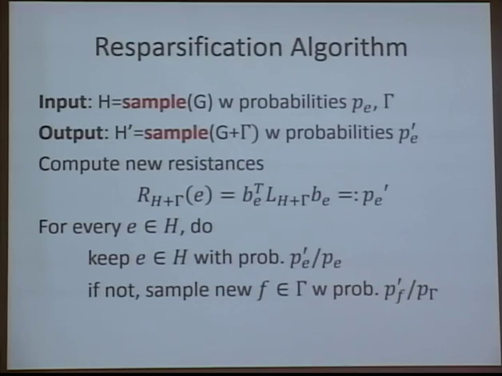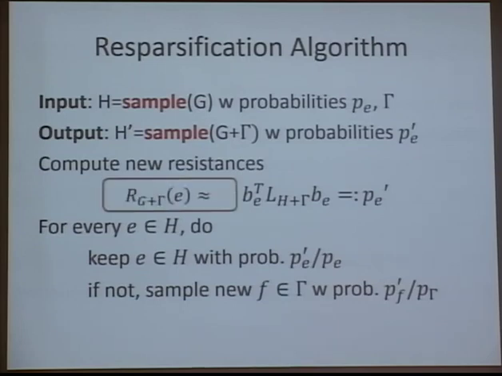Look at every edge that's already in the sparsifier, and keep it with probability p e prime divided by p e, the updated probability divided by the old probability. The updated probability is always lower because of the monotonicity property. If you keep it, then fine. If you reject it, then sample one of the new edges with the appropriate probability, p prime over the total probability of the new edges. This is just what I told you about numbers in slightly more generality.